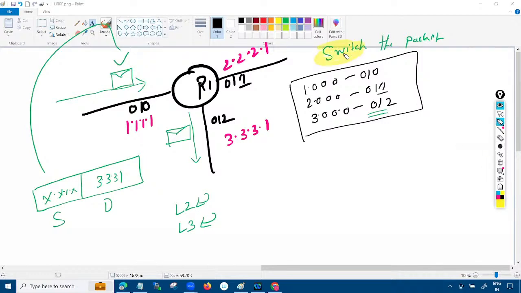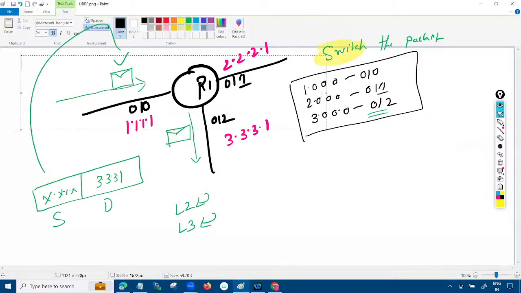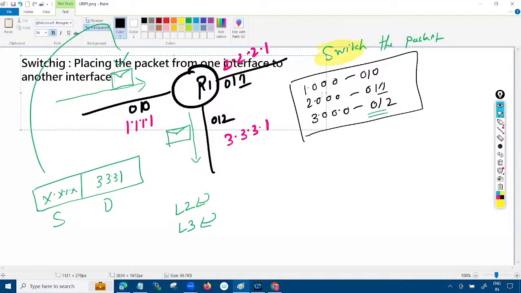The meaning of switching, right? Either you can say switch or you can say switching. The meaning of switching means what? Placing the packet from one interface to another interface. That's the meaning of switching.